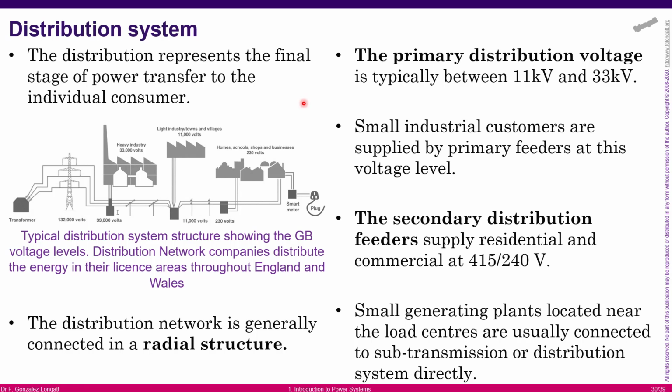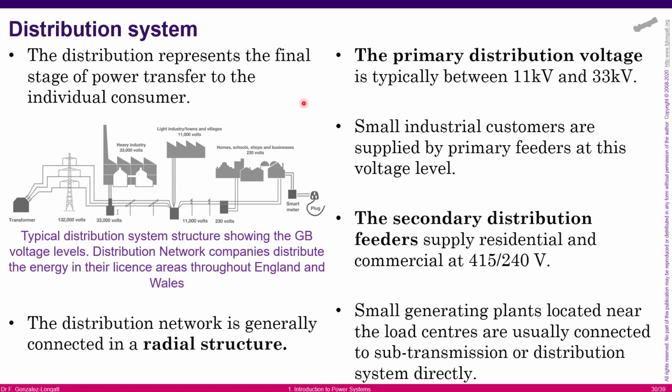In the case of the GB system, that is between 11 to 33 kV. It's a very small voltage, and that is for the primary distribution voltage. That is the voltage that all the installations connected over there belong to, the utility or some big customers, small industry connected to that level.